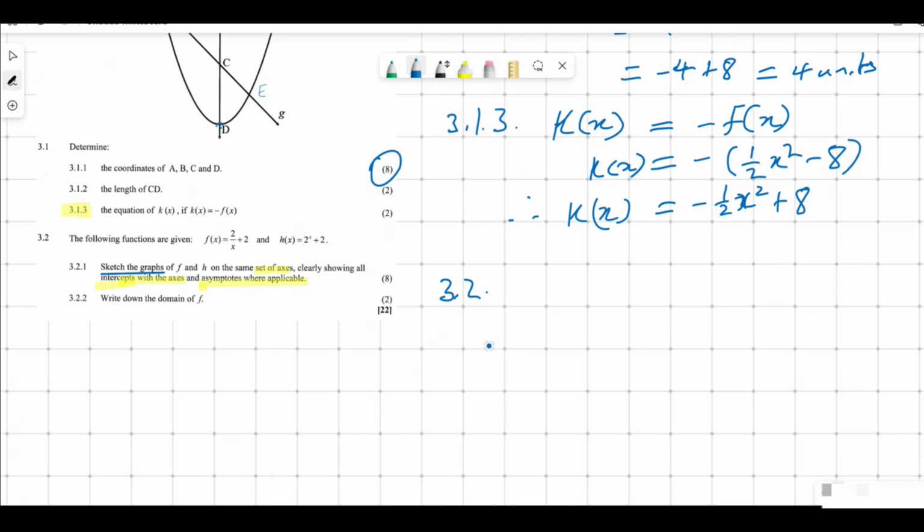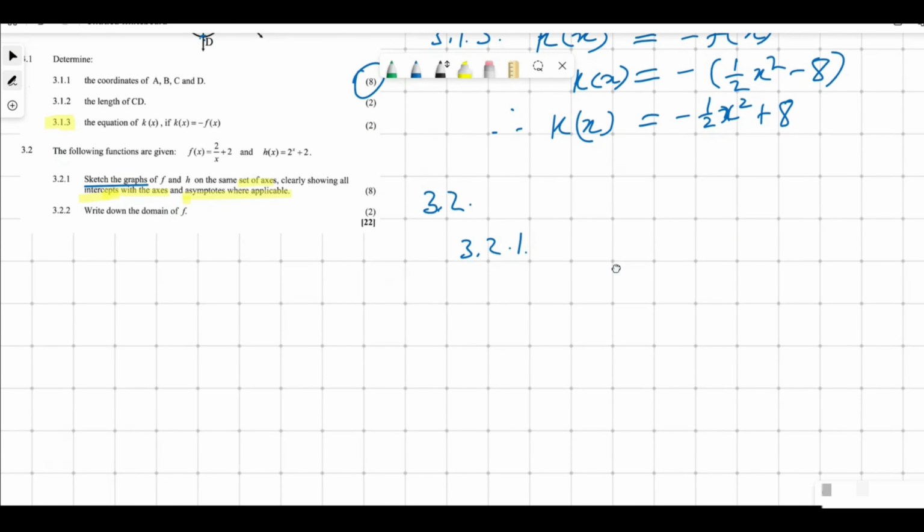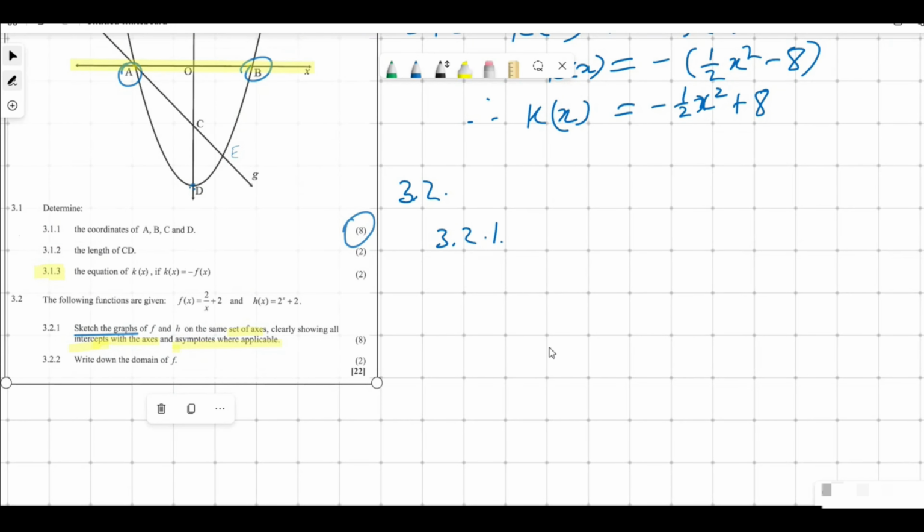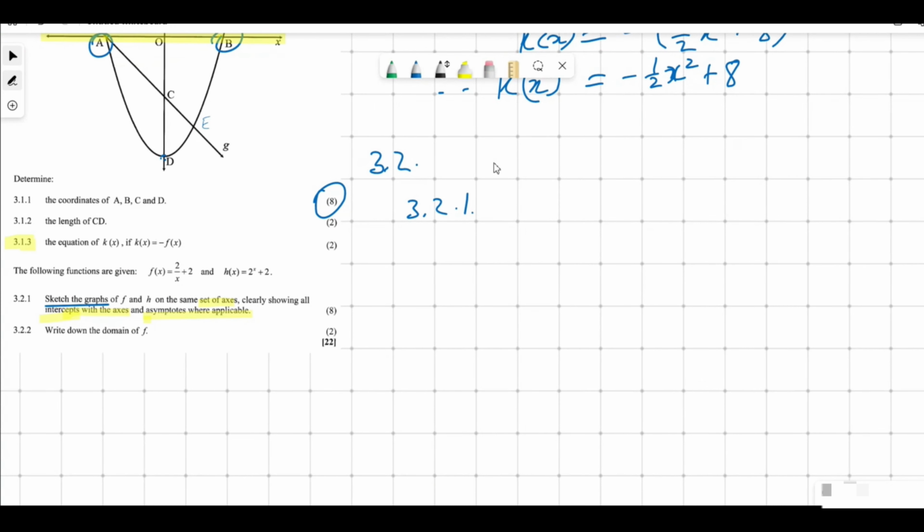So as I indicated, how we sketch, we're going to look at our equation. So we're going to start by sketching f of x. So let's have our Cartesian plane. This is how we sketch a graph. I believe this is the easiest way of sketching the graph. There we are.